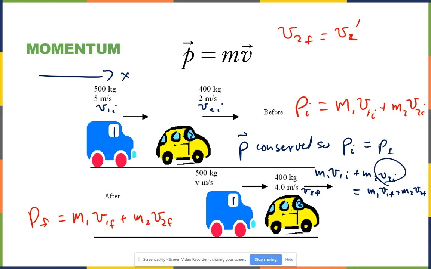I just subtract M1 V1 initial from both sides. And then I have M2 V2 initial. Oh, wait, I wanted final, didn't I? All I have to do is change this to final. I put 2 instead of final. And then I'll have, I need to change those to 2s as well.